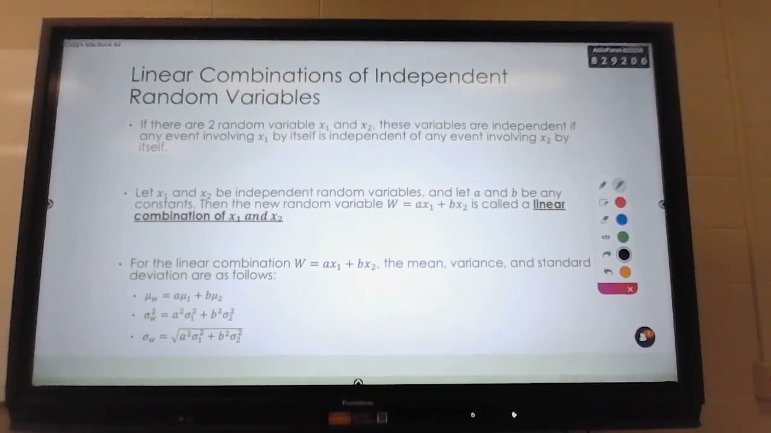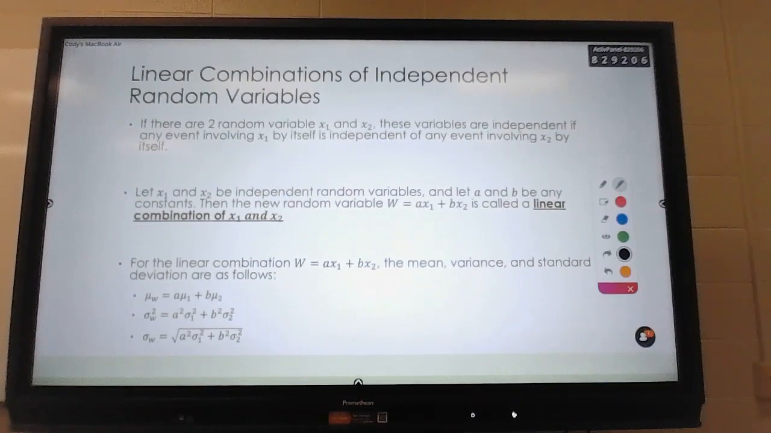Just like before, the expected value is pretty much the same as the formula itself. Instead of multiplying each constant by the variable, you're multiplying each constant by the expected value. So the expected value of W would be A times the expected value of x1 plus B times the expected value of x2. And you also get something similar for the variance. For the variance of W, it's A squared times the variance of x1 plus B squared times the variance of x2. And then you take the square root of that to find the standard deviation of W.